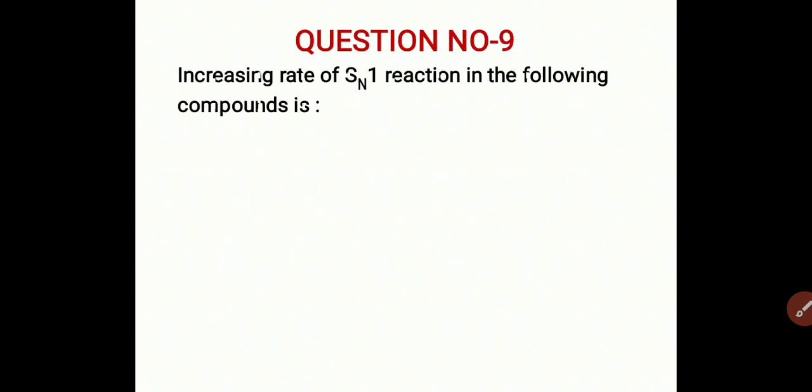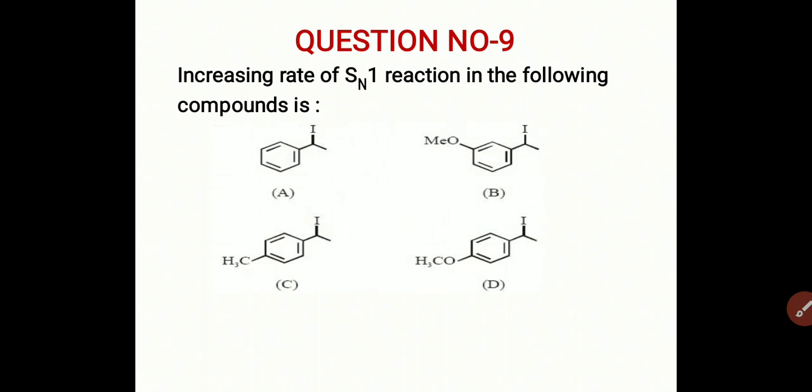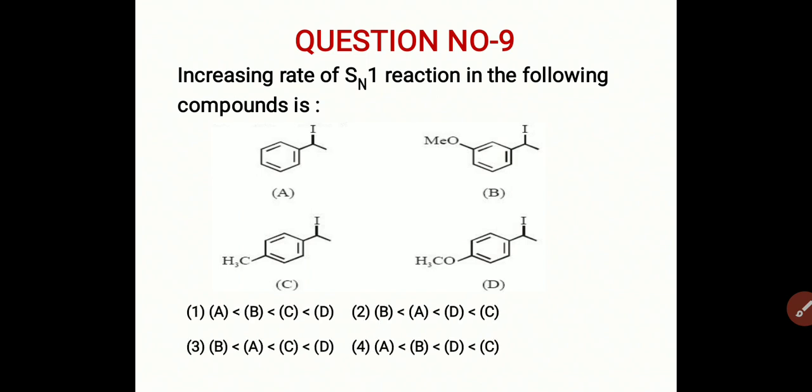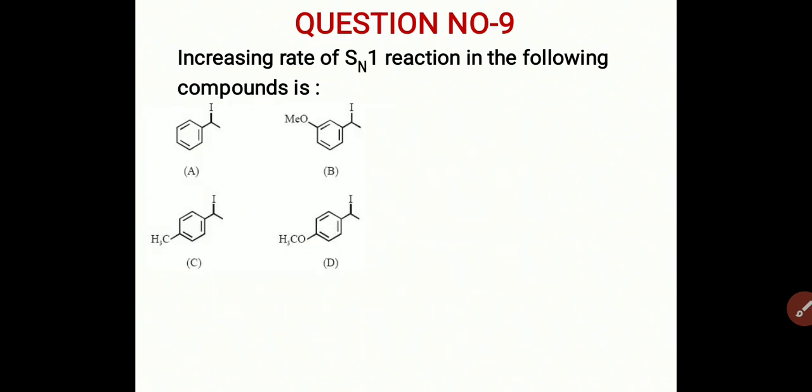Then question number 9. Increasing rate of SN1 reaction in the following compounds is. This is the second question I have taken in the series because it is a very important question. So increasing rate of SN1 reaction series. These are the 4 options given. Very clearly observe these 4 options. Very important, remember. So aryl groups are given. Then the options are given like this. Once again, we will see the options later. First, we will see what is the hint for this particular question.